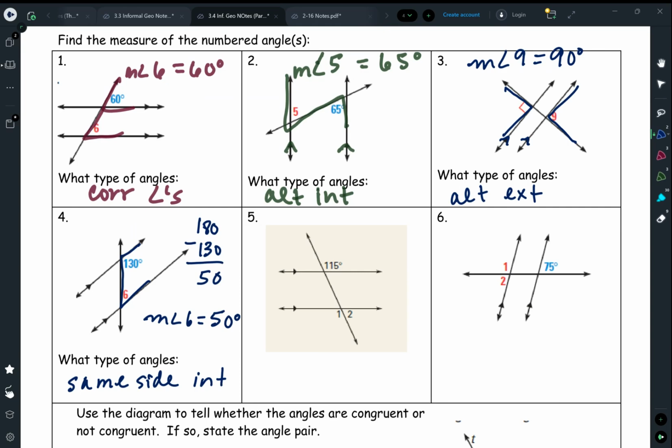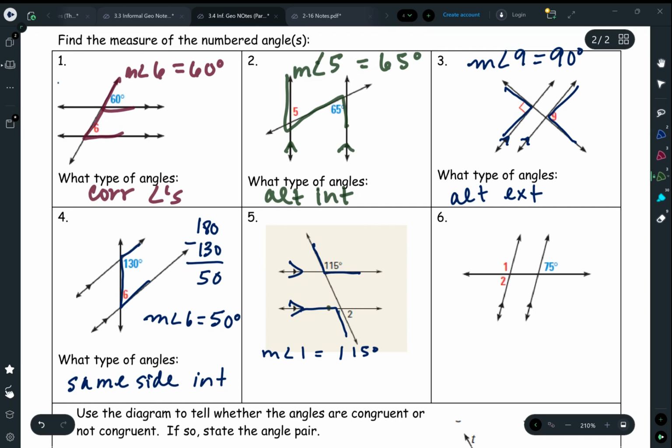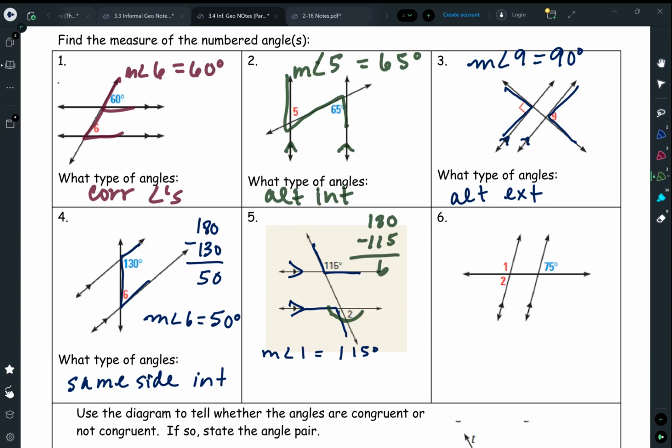On the next one, parallel lines again. And I have this angle right here in my angle 1. Those are vertical. So measure of angle 1 is going to be 115 degrees. And then I can see that angle 1 and angle 2 are supplementary. So in order to find the measure of angle 2, I need to take 180 and subtract 115, which is 65. And so my measure of angle 2 is going to equal 65 degrees.